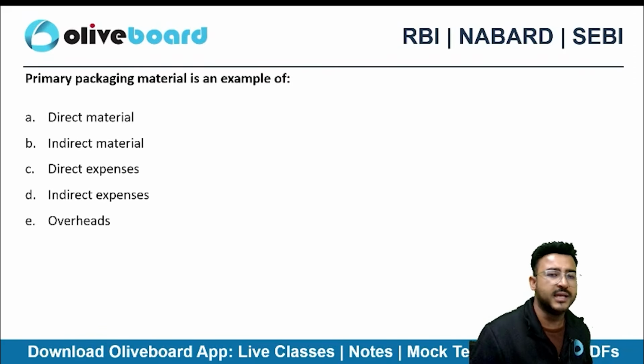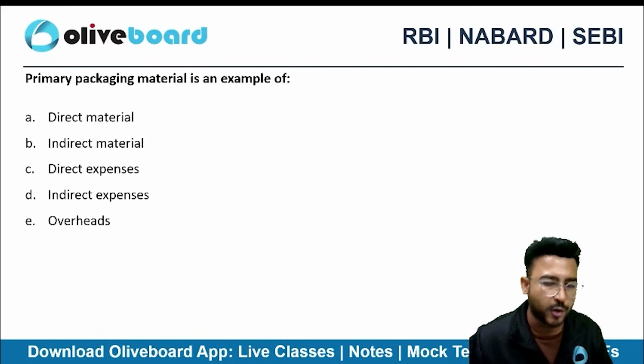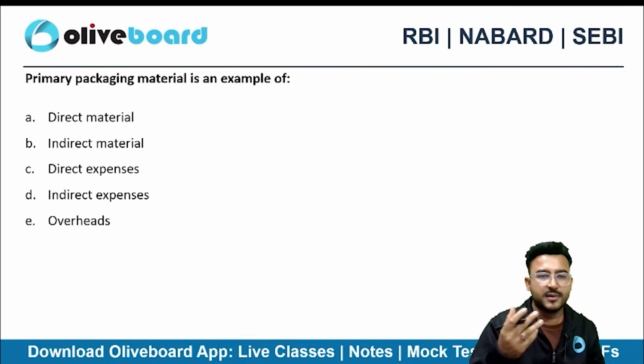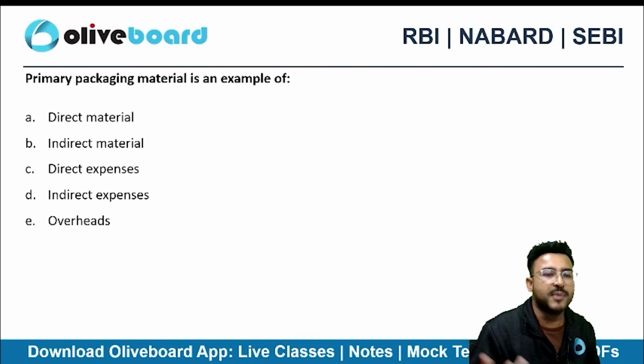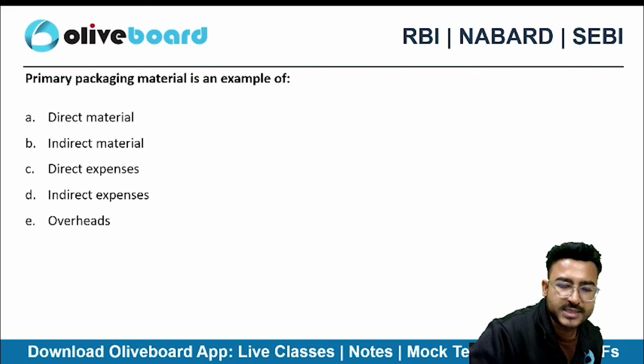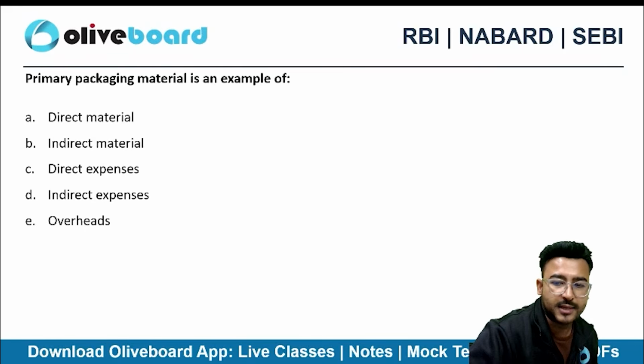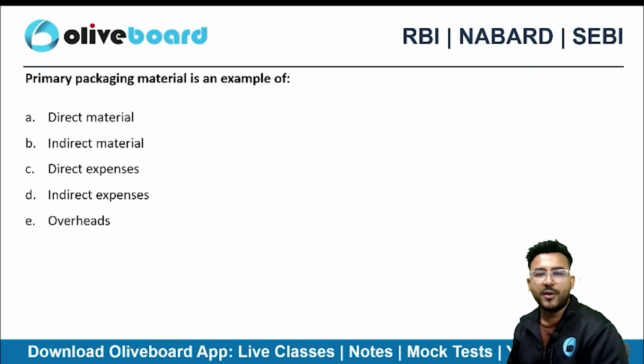Primary packing material is an example of what? Let's suppose I have a bottle of Bisleri. Now there's a primary packing material. Without this bottle, I can't sell this Bisleri. Primary packing material is going to be a very primary thing for my material. That's an example of what?